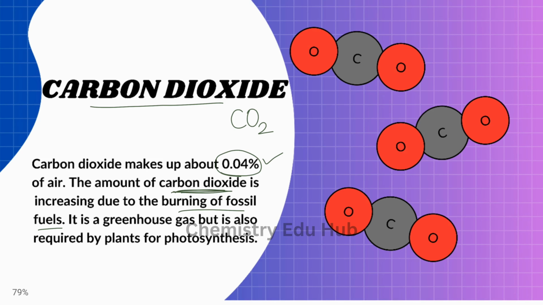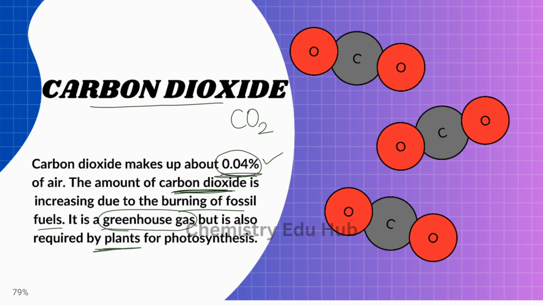So the amount of carbon dioxide is increasing every day, which exceeds more than 0.04%, and it is considered to be a greenhouse gas as it affects the ozone layer and causes the UV rays to fall onto the Earth's surface. But it is the most required component by plants.